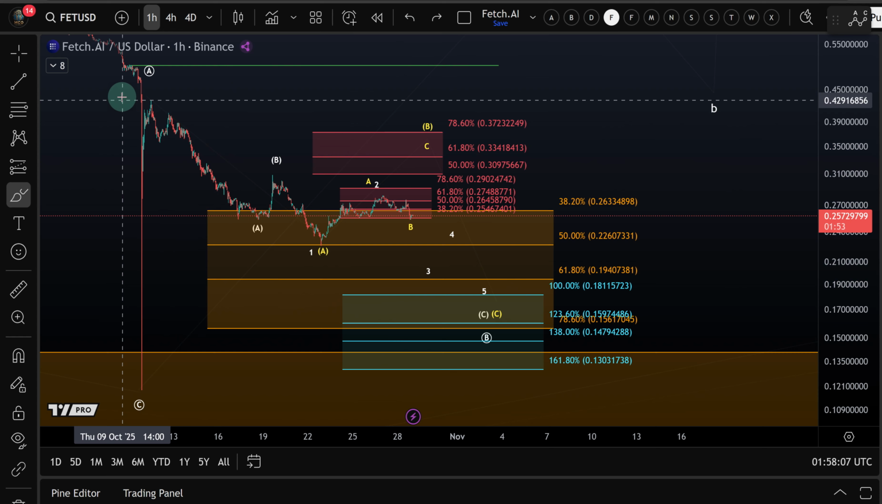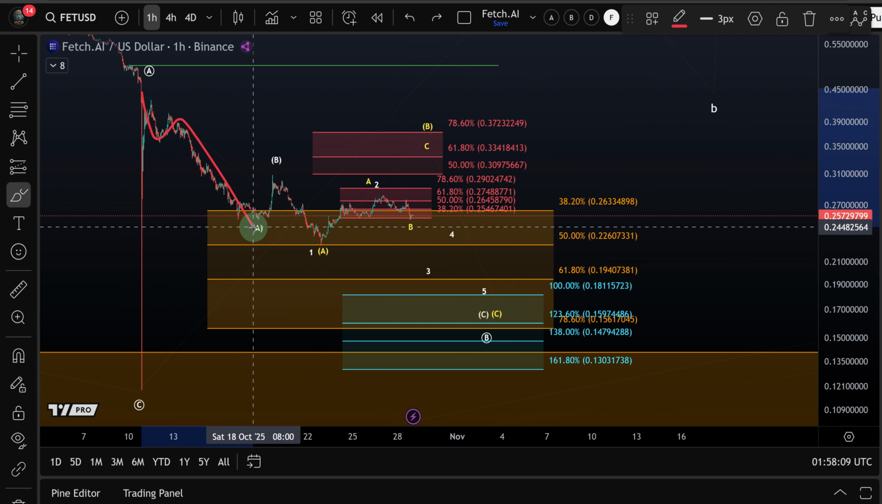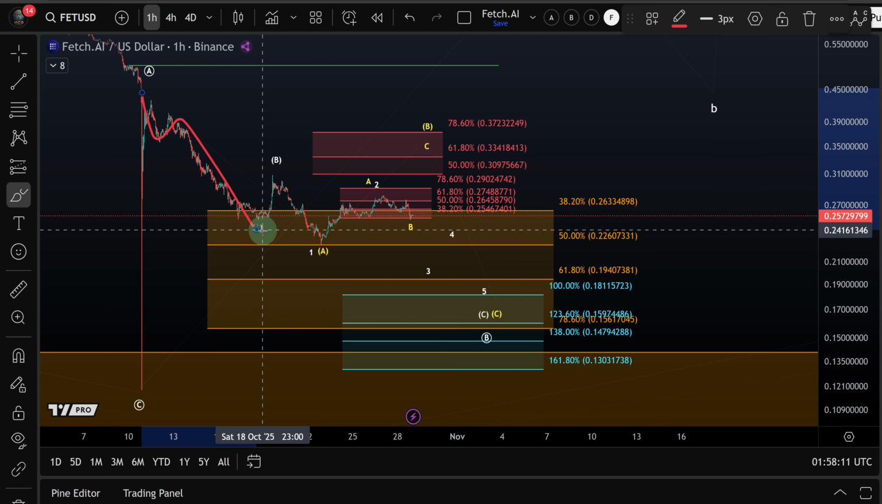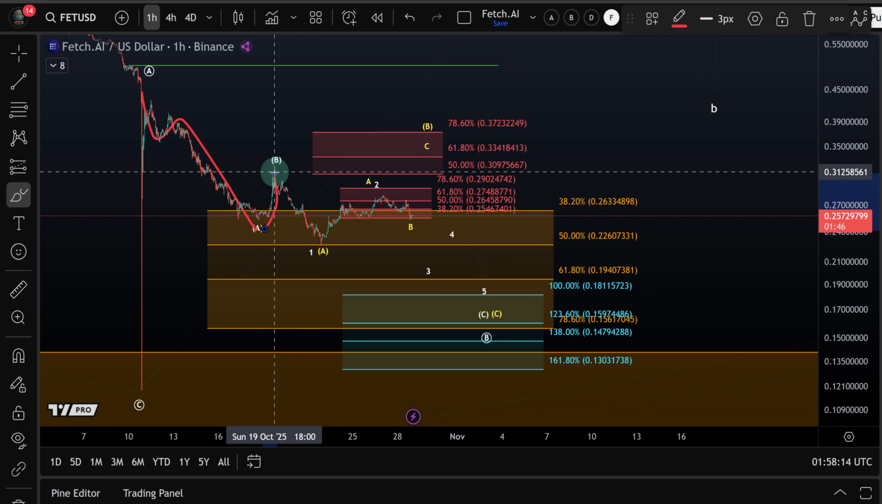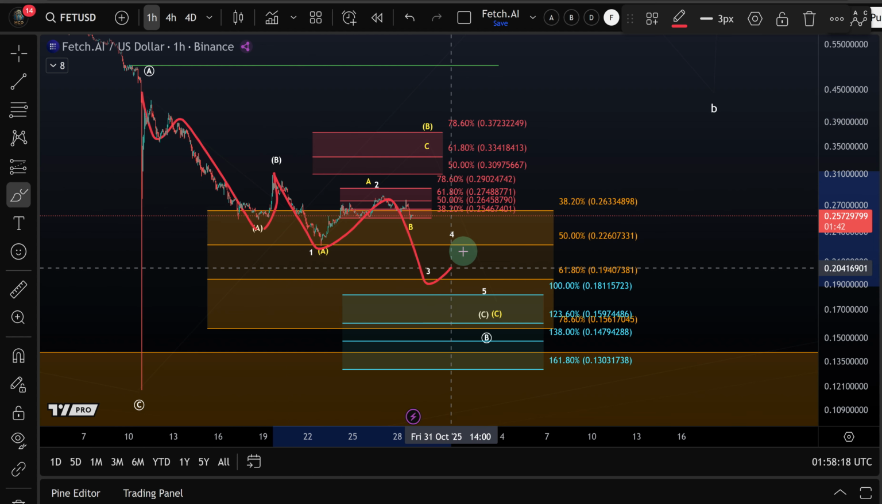Or we already saw 3 waves in A only. A waves often are 3-wave movements, but then the B wave was super weak. And then this would be a C wave in 1, 2, 3, 4, 5.